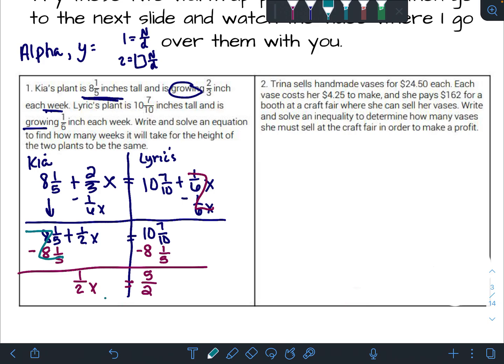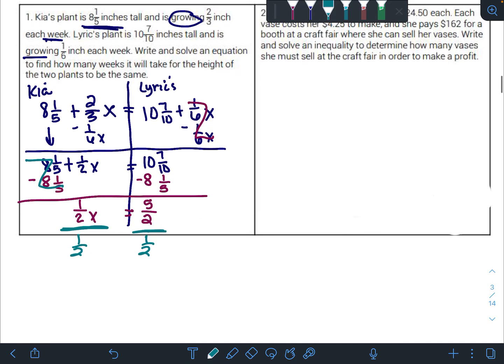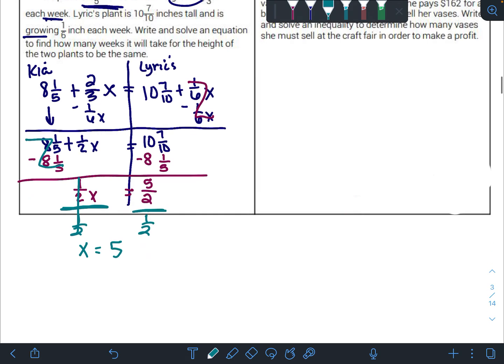And then to get x by itself, I'm doing 1/2 times x. So the inverse of multiplication would be division. So I'm going to divide by a half. And I know that seems a little crazy, but these would cancel out and make a 1, leaving me with x. And if you take in your calculator and do 5/2 divided by 1/2, you would get x is equal to 5. So it would take 5 weeks for both of the plants to be the same.